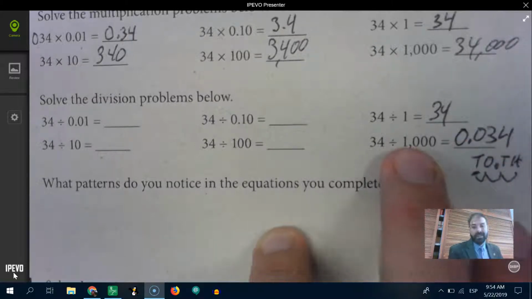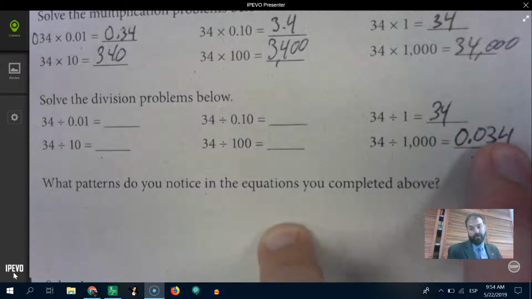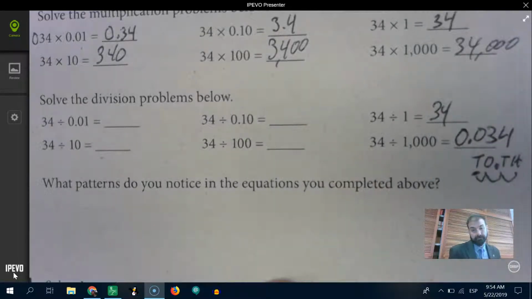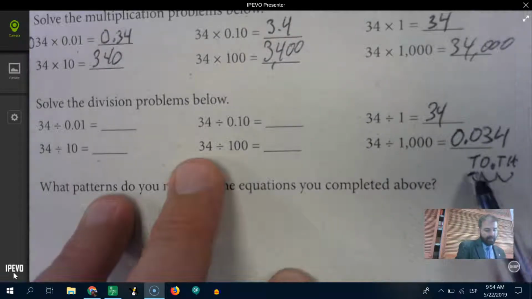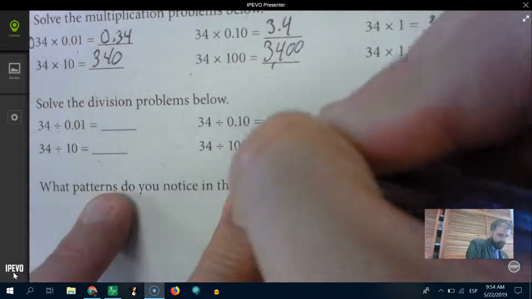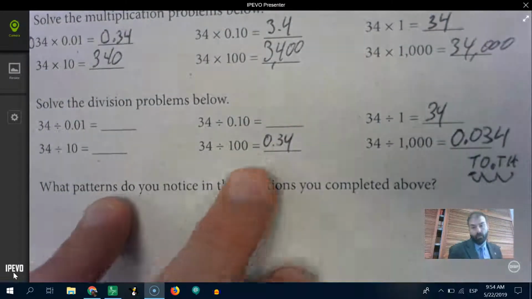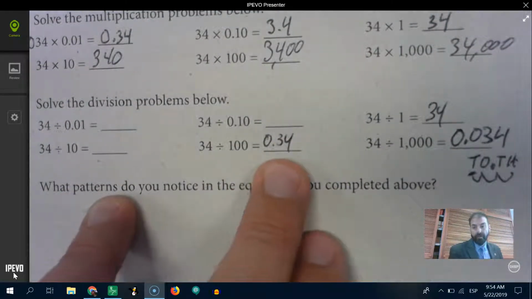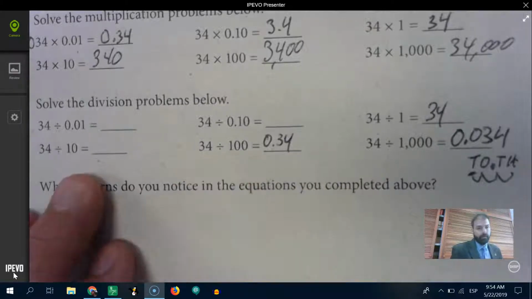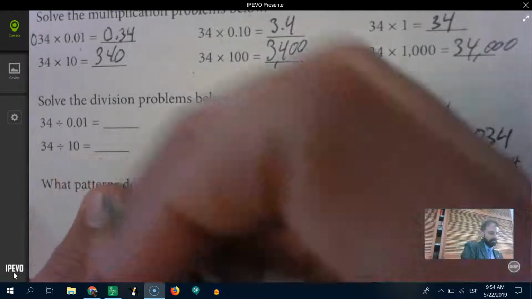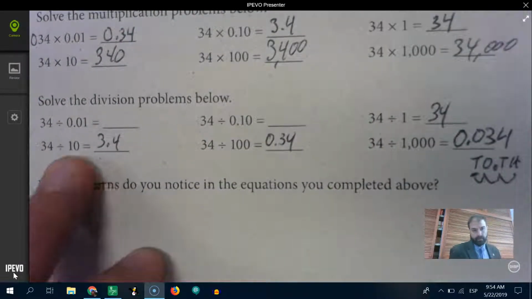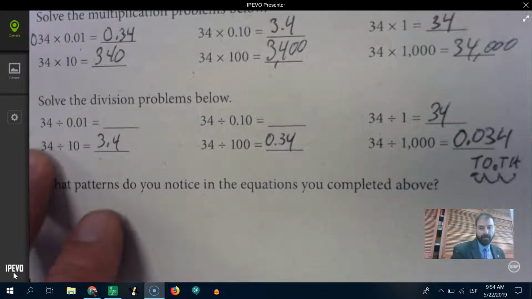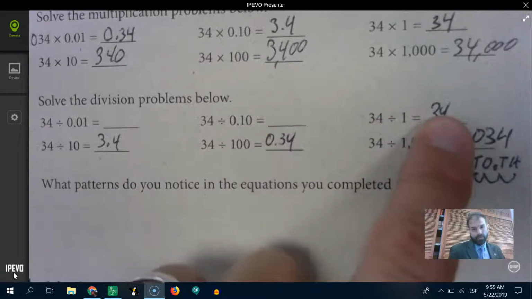So that means there are 1,000 34 thousandths in the number 34. Cool. 34 divided by 100. Again, my number in the tens is going to shift 2 spots, 1, 2, to the tenths. So there are 100 0.34s in 34. 34 divided by 10, my number is just going to shift once, 1 spot. So 3 and 4/10. So there are 10 3 and 4/10s in the number 34. 34 divided by 1 is 34.